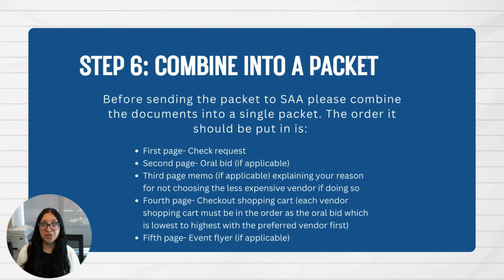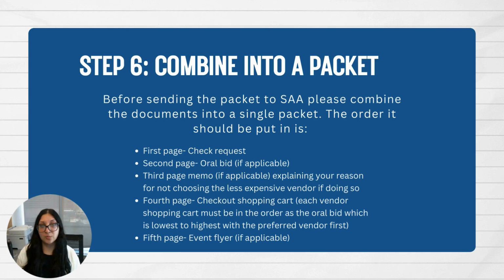After I finish my check request, I can then combine all of these documents that I've collected into a single packet. Before sending your packet to SIA, please combine them into a single packet. The order should be: the first page is the check request, the second page is the oral bid, the third page is the memo if you are not choosing the least expensive vendor.